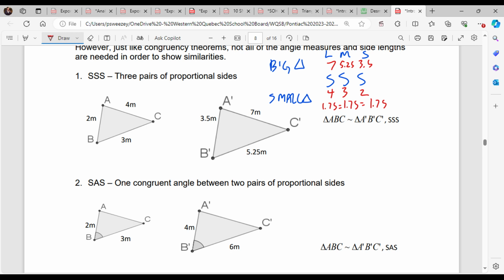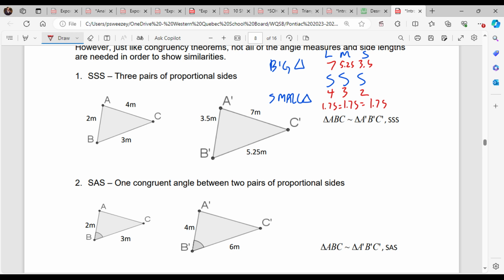Like, I usually just use shorthand now. When you see me going forward, I'll just write SSS and put the numbers over top of it. And then if it works out, I'll just put like the 1.75, yes. Right? So do they all have to equal the same? They would all have to equal the same. If just one of them was off, then it's not a similar triangle. Because think about it, that is telling me proportions.